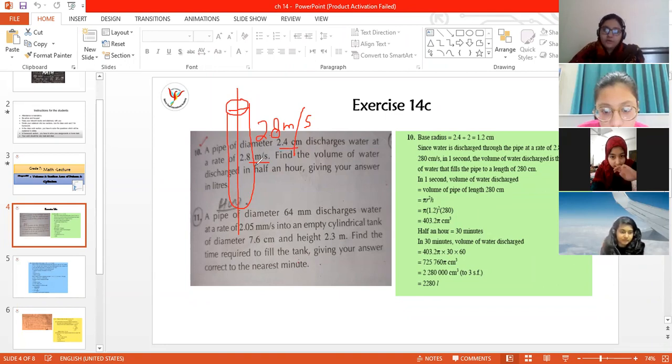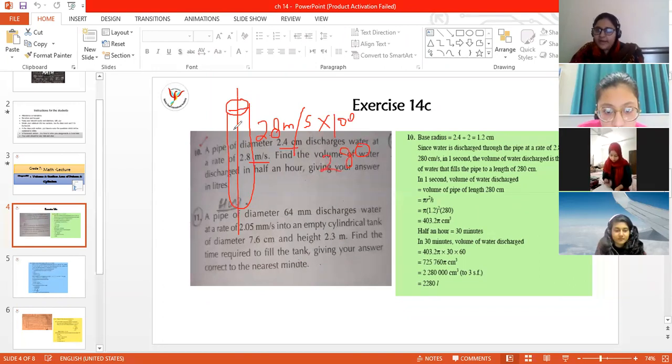If you can see, the diameter is in centimeter, but the rate of flow is in meter per second. First of all, we have to change this meter into centimeter. Whenever we are shifting meter to centimeter, we multiply by 100. So 2.8 multiplied by 100 becomes 280. Clear? The rate of flow of water is known as the height of the pipe. Is there any question related to height and the conversion of meter into centimeter?